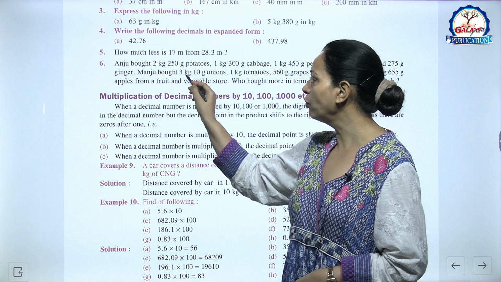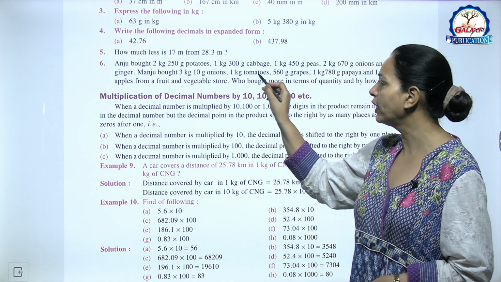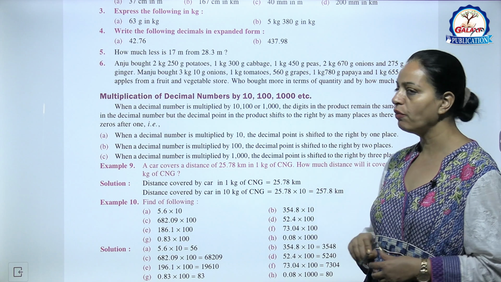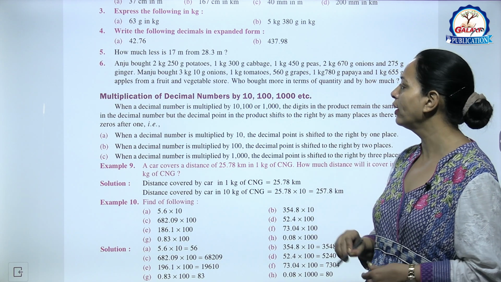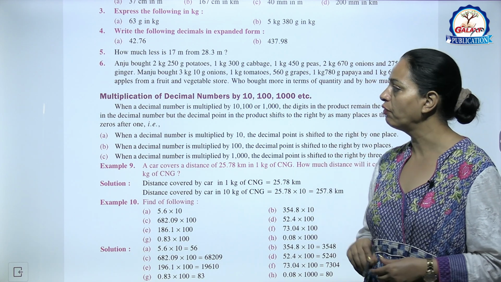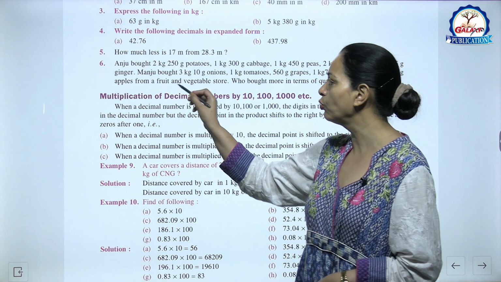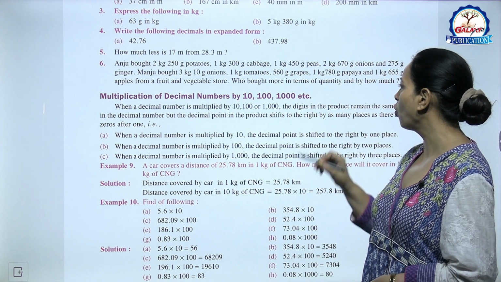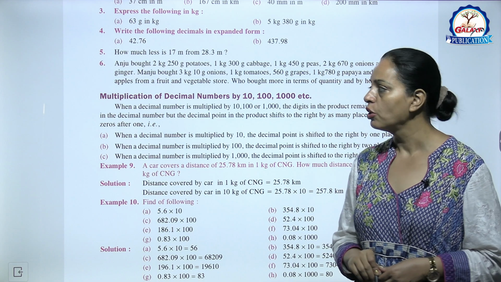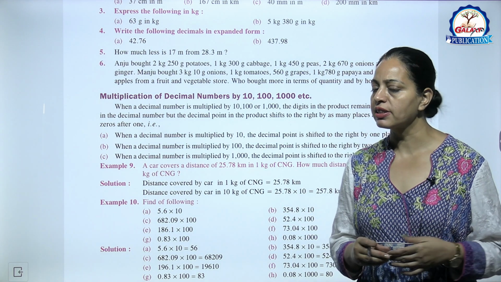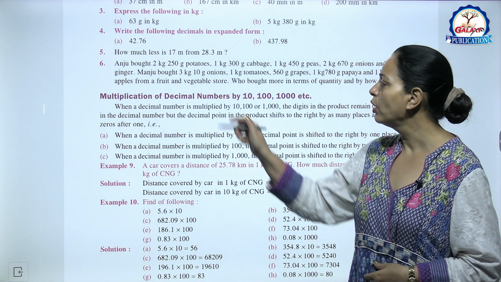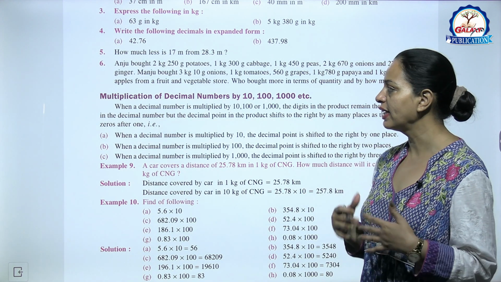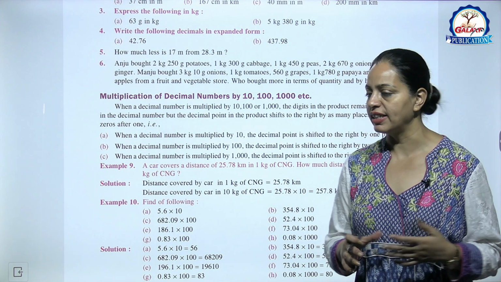Now Manju bought 3 kg 10 gram onions, 1 kg tomato, 560 gram grapes, 1 kg 780 gram papaya and 1 kg 655 gram apples from a fruit and vegetable store. So who bought more in terms of quantity and by how much? Then total weight of vegetables and fruits bought by Manju, इन सबको ऐड कर देंगे. Then do the comparison. Okay, किसने ज़्यादा परचेज किया, right?